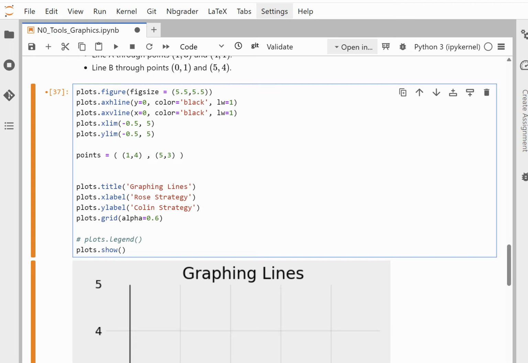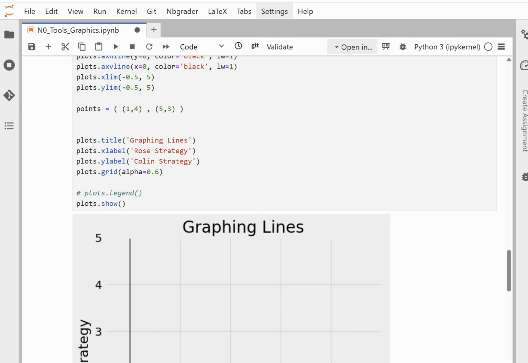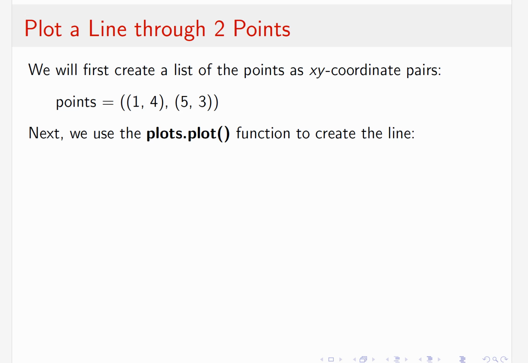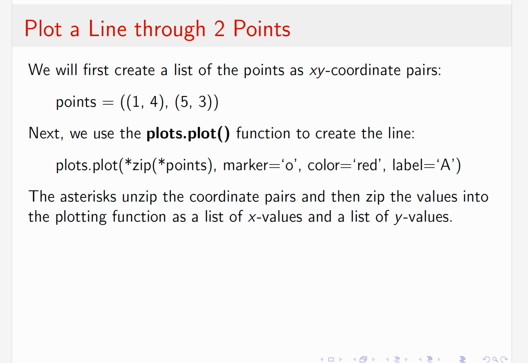Yeah, 1 comma 4, 5 comma 3. Those are going to be my points. All right. And it isn't graphing anything. Why? Because once I tell it the points, I have to use the points.plot function to create the line. Now, this is a lot, okay?